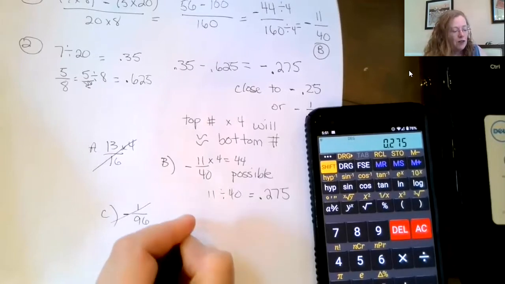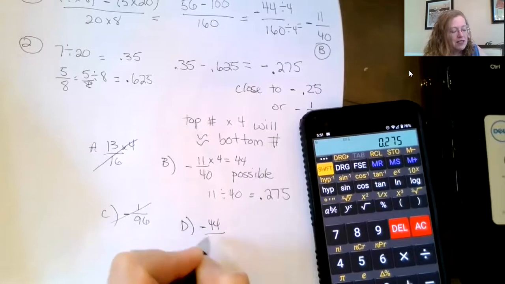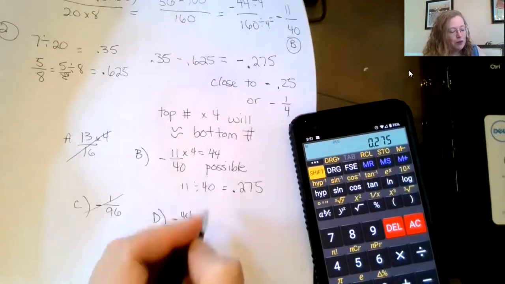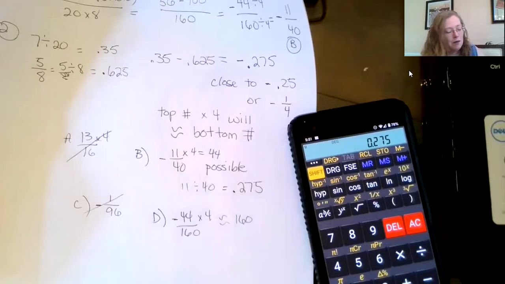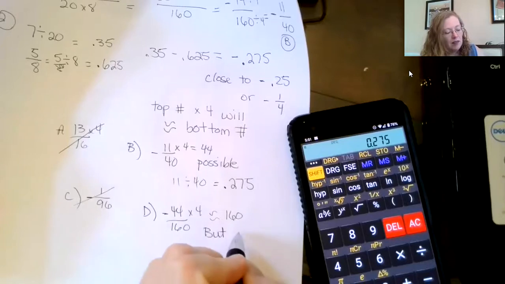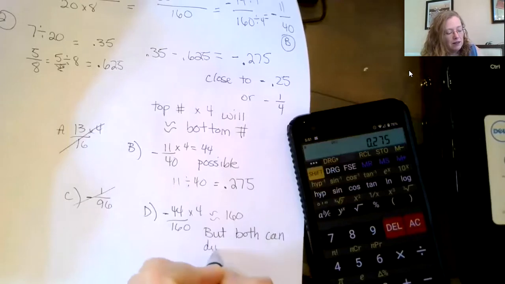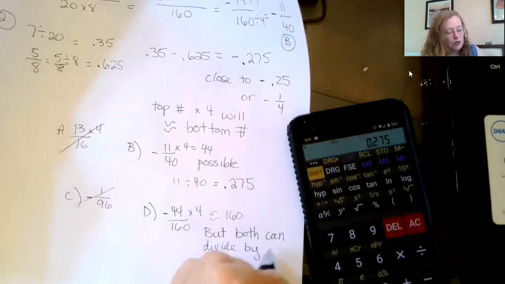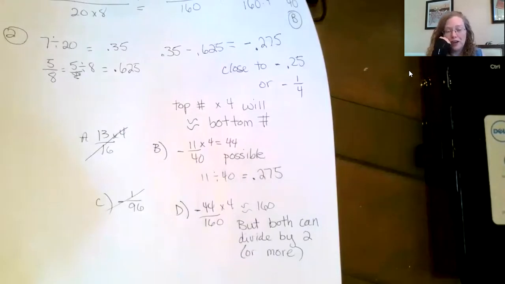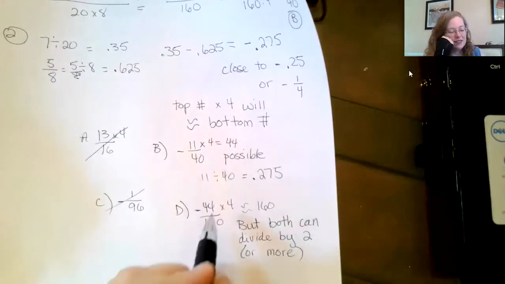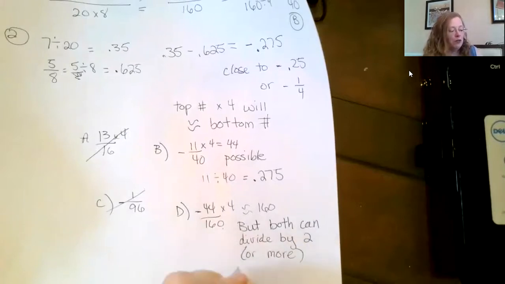With letter D, with the negative 44 over 160, yes, if I multiply times 4, it will be approximately close to 160, but they both can divide by 2 or more. In this case, they both can divide by 4, is what we figured out earlier. But I can tell at least they can both divide by 2 because they both end with even numbers.